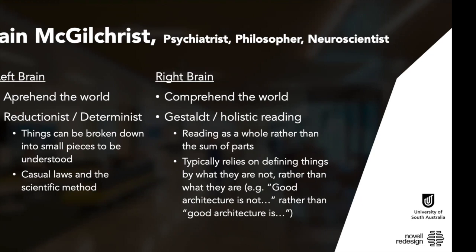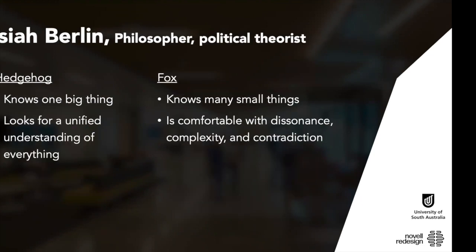A slightly simpler version of this same idea comes from Isaiah Berlin, a little bit older, as a philosopher and political theorist, who divides people onto a spectrum between the hedgehog, who likes to break everything down and understand everything by very small parts, bit of that left brain thinking, and looks for everything to make sense together. So a hedgehog-based thinking approach will seek consistency, clarity, logic, reason, and rationality, while the fox, on the other hand, is comfortable with knowing many small things that are contradictory.